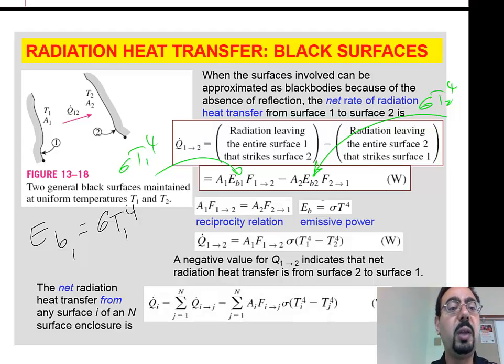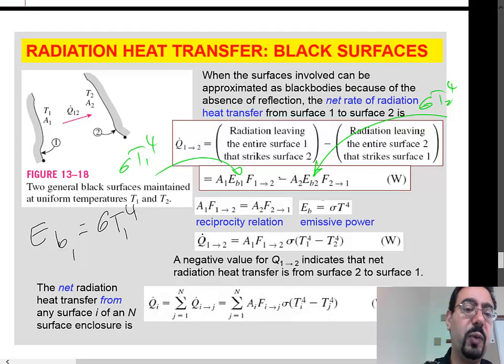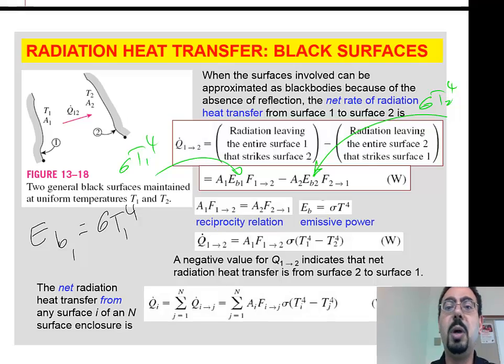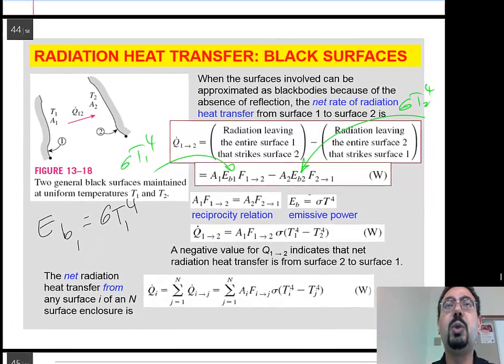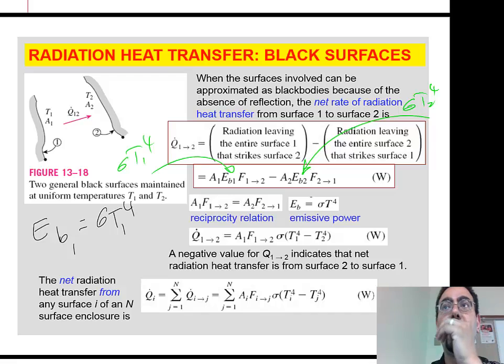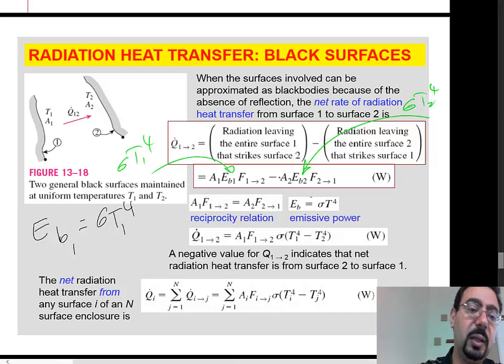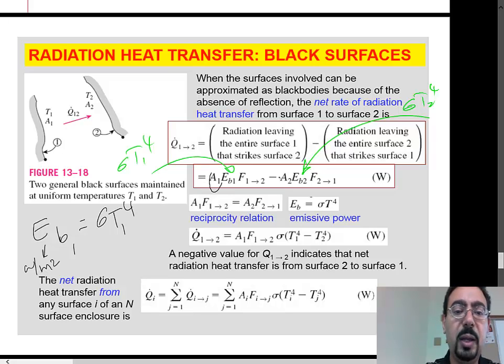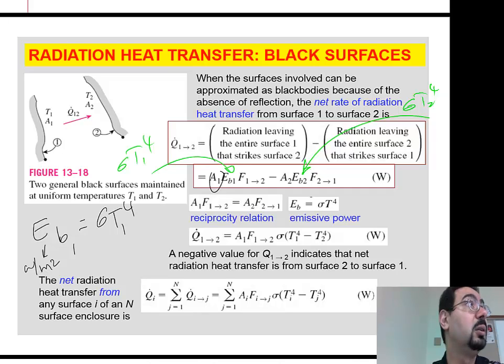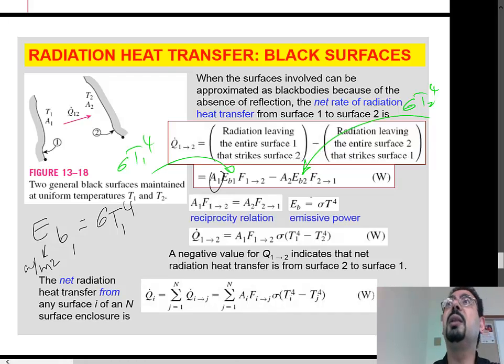So now if there is a surface 1 over here and surface 2, and you are trying to figure out how much is the heat transfer between the two of them. So you would say that this is watt per meter square. So let me multiply by area 1 to get the total watts leaving surface 1, right? If EB1 is watt per meter square, we multiply by area 1 and that becomes watts, correct?